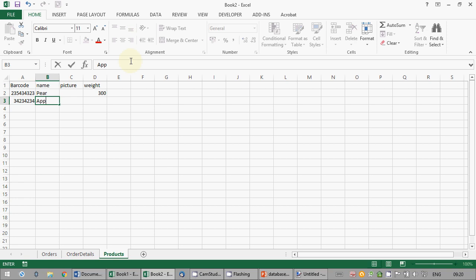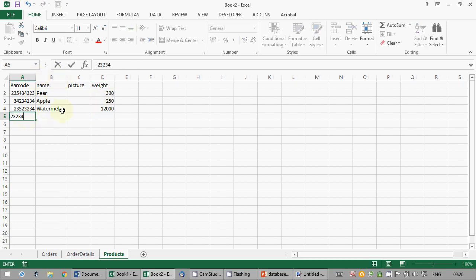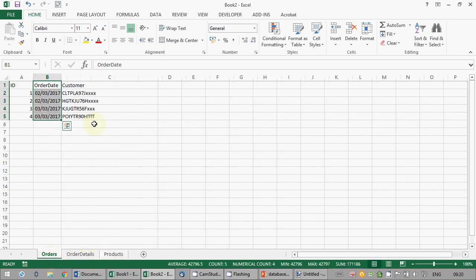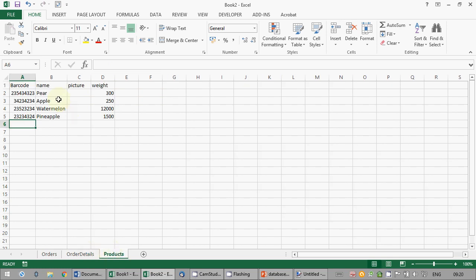Barcode, apple, the picture. Barcode, watermelon, the picture. The weight of a watermelon is, we have big watermelon, 12 kilograms. Too much maybe. Pineapple. And the weight of a pineapple, it's a kilogram and a half. Okay. So, imagine that in my order, I would like to buy 2 pineapples, 1 watermelon, and 20 apples.